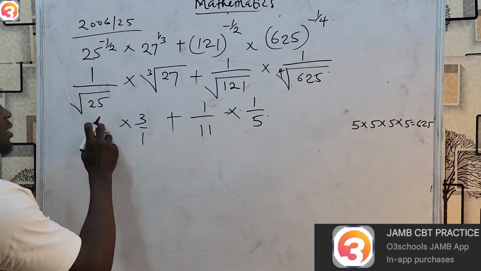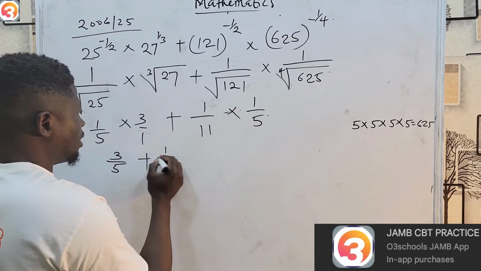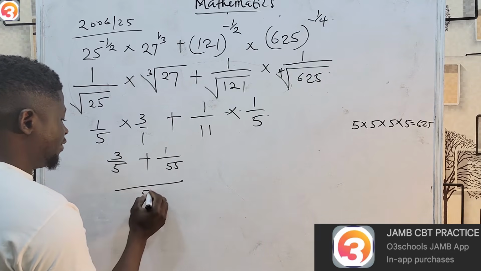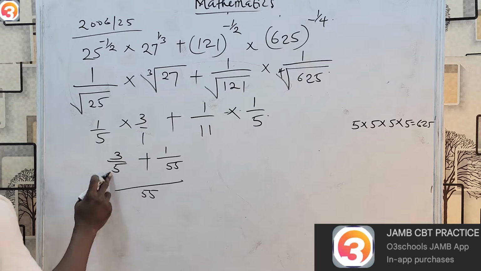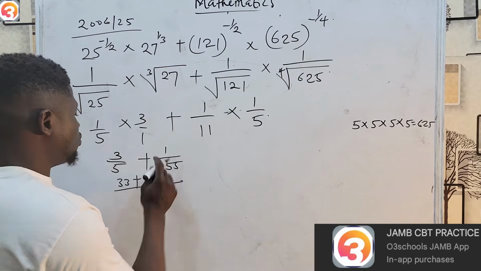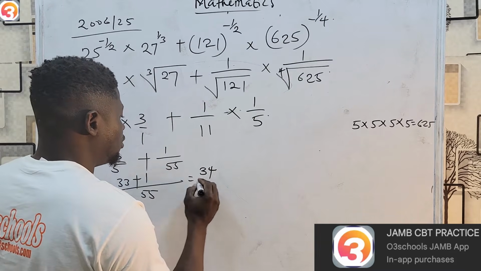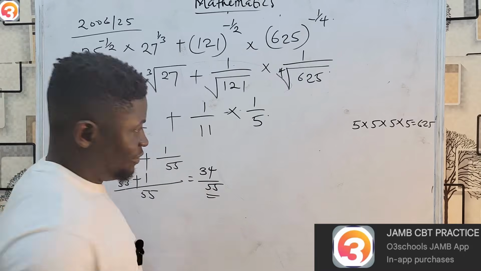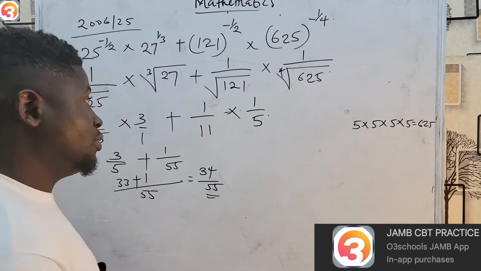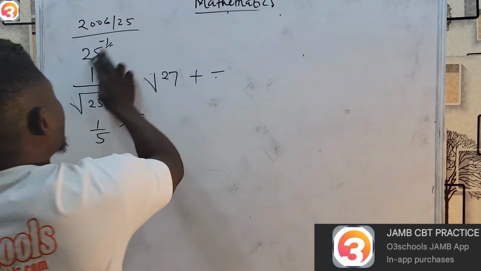Now let's do this. 3 times 1 is 3 over 5. Then plus 1 times 1 is 1, 11 times 5 is 55. Give your LCM, you have 55. 55 divided by 5 is 11, 11 times 3 is 33. Then plus 55 divided by 5 is 11, 11 times 1 is 1. So 33 plus 1 is 34 over 55. A very simple question, a very wonderful approach with a nice, simple answer. So that is that for that question.